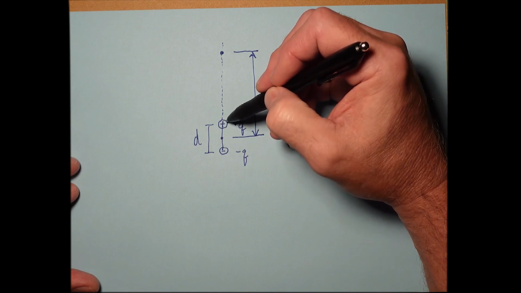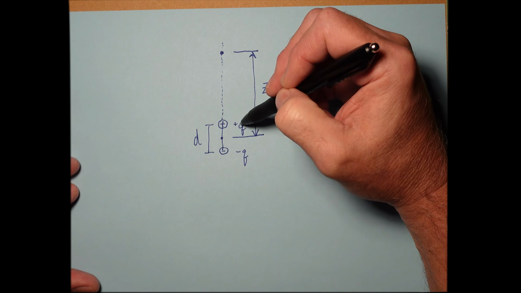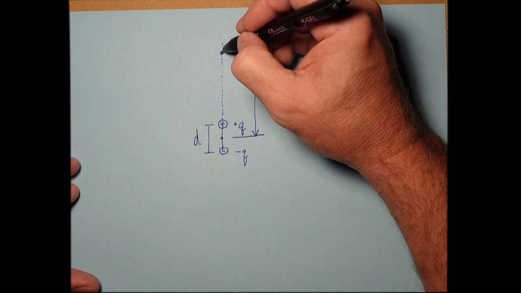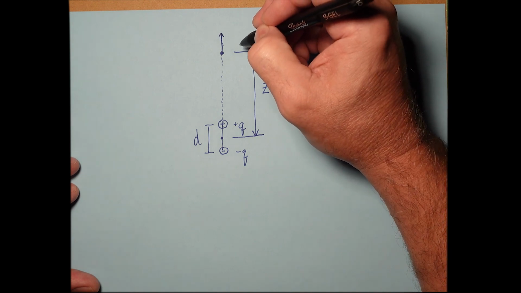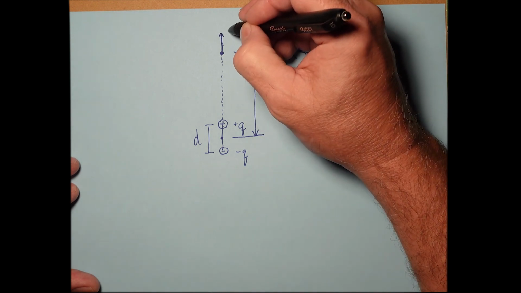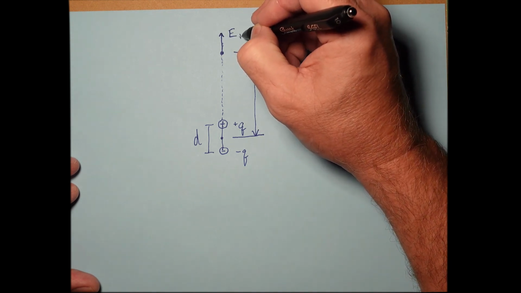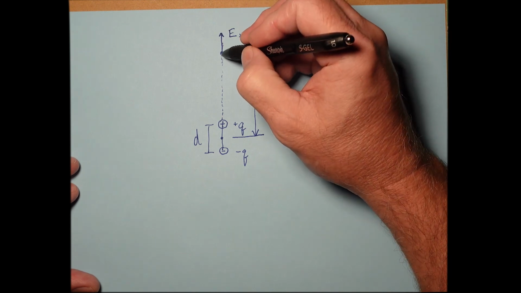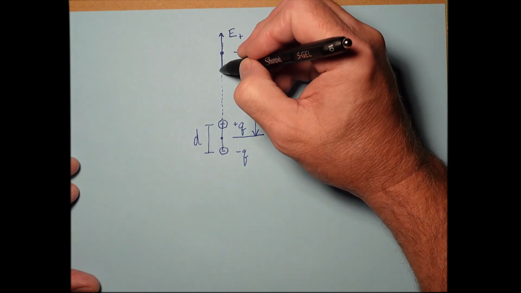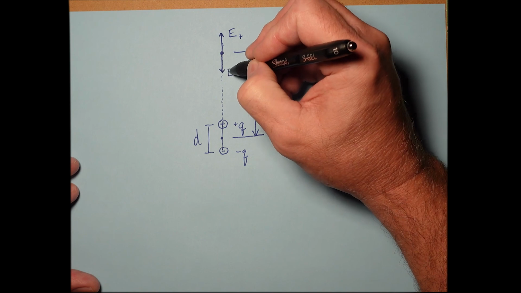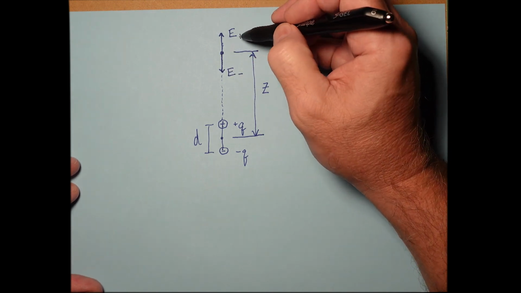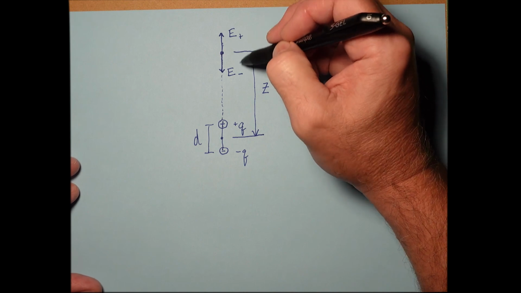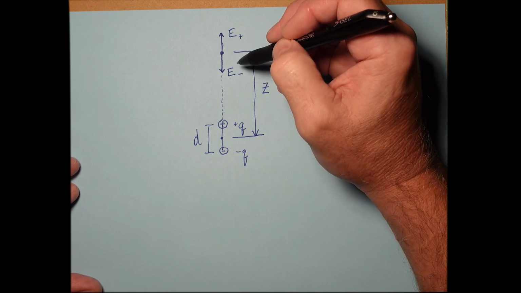The positive charge in this case is always going to be closer than the negative charge. So if I drew the electric field due to the positive charge, it's going to point in that direction along this axis here. So let's call that E plus. And then I'm going to have electric field in the opposite direction for E minus. Now those two are not equal in magnitude. The E plus in this case is going to be a little bit larger than the E minus.